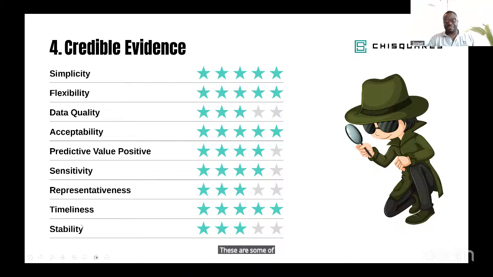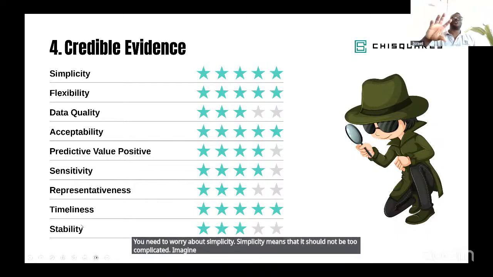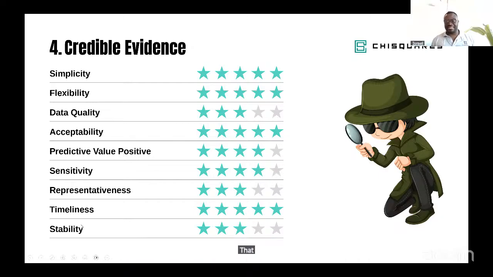And so from the perspective of both a science and an art, these are some of the things we need to worry about, right? We need to worry about simplicity. Simplicity means that it should not be too complicated. Imagine you have an outcome that requires collecting blood samples and collecting a whole bunch of other biomarkers and sending them to a lab that is 1,000 miles away. That is not a simple surveillance system. It's pretty complex.